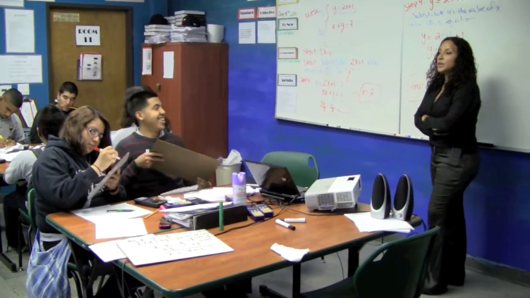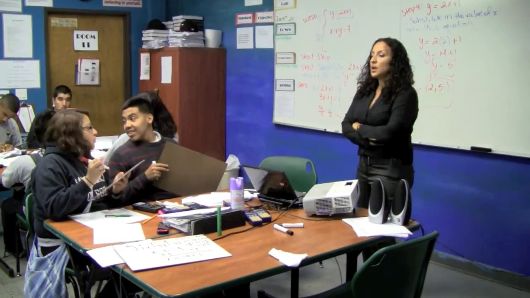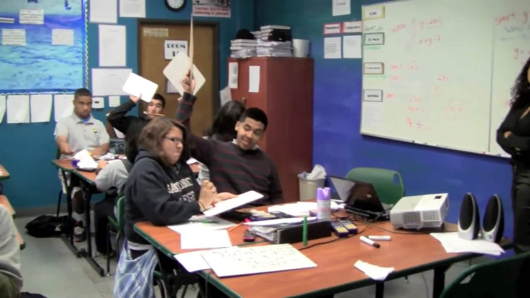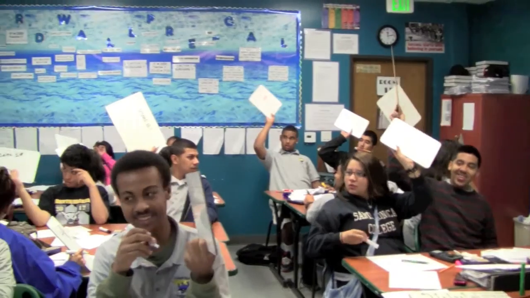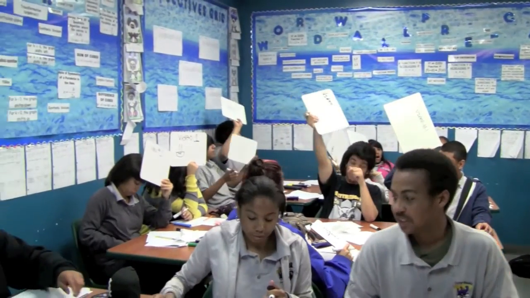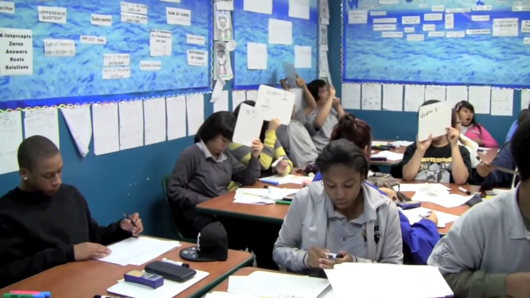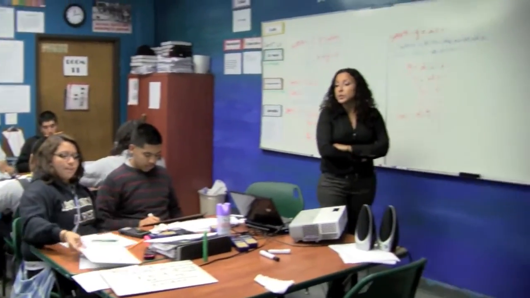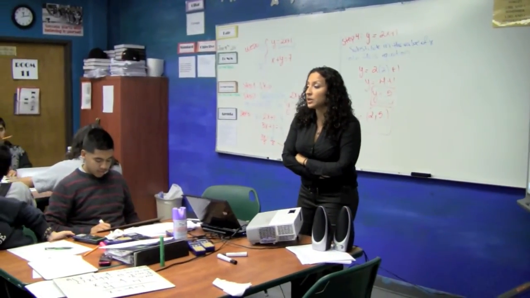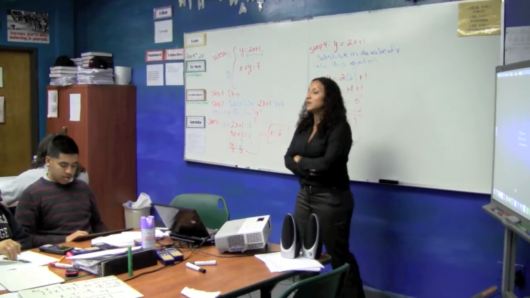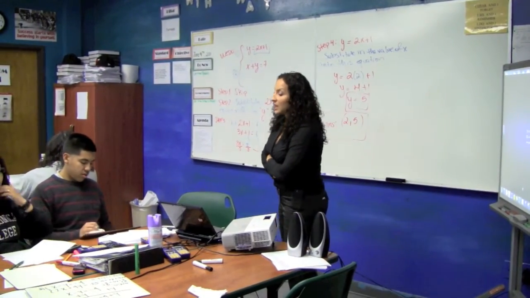On the count of 3, show me your whiteboards. 1, 2, 3. Video 1, video 1, video 1. Okay, so all of you wrote video 1. So now, since all of you wrote video 1, go ahead and grab video 2 and identify where the mistake was made in video 2. Go ahead and highlight the mistake.